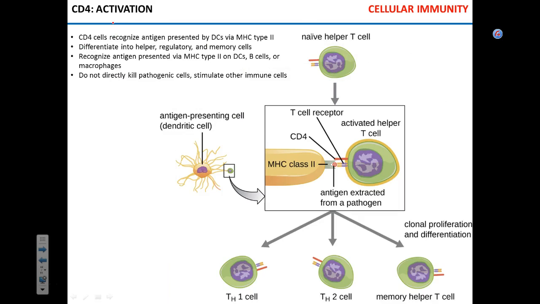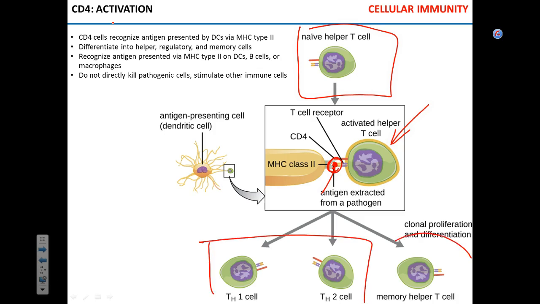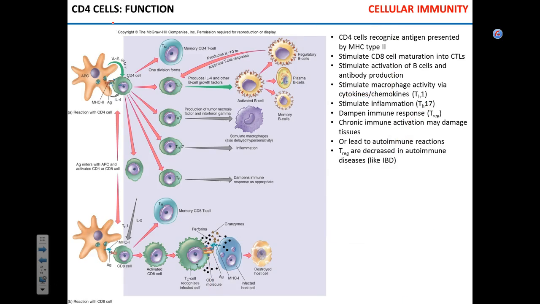So that's your helper T cell, right? And you see that helper T cell recognizes the antigen, that tiny little red dot, presented by class 2 MHC. And it differentiates into helper cells and the memory cell. Okay, we're good? Now, what are the functions of this? So I'm going to overview the function of CD4 cells, and we're going to wrap it up.